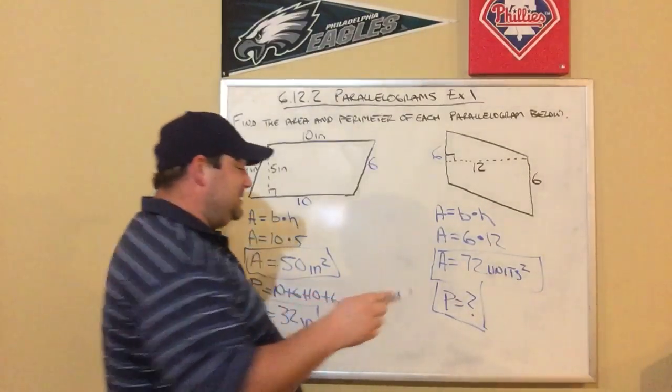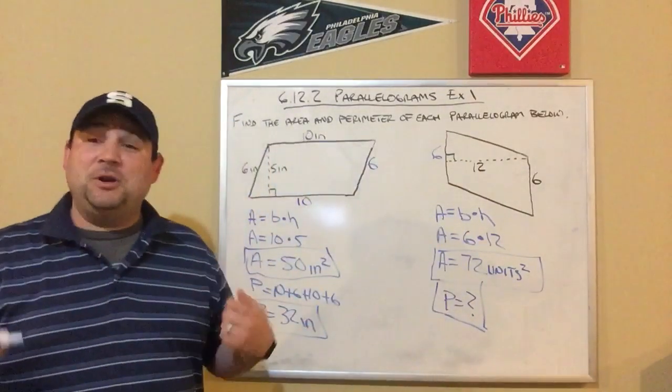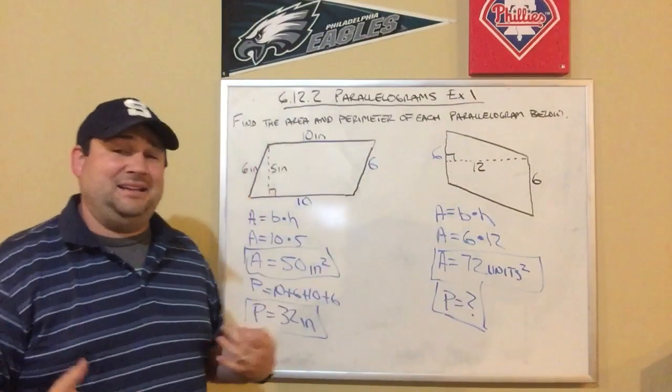I was talking about perimeter. If you don't have enough information to find the perimeter, you just put a question mark. You can't do it. There's not enough information.